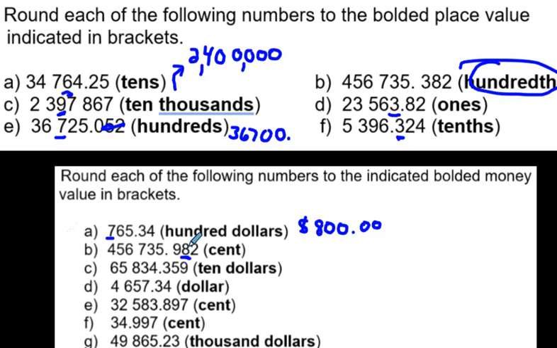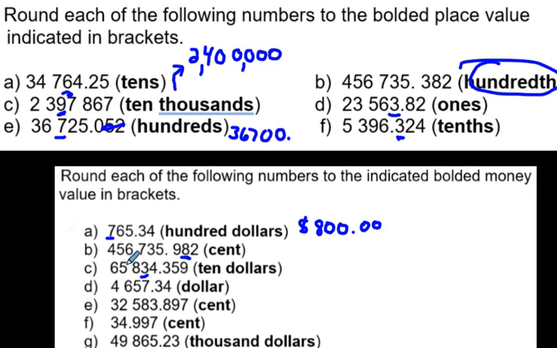Okay, so that 8, is it going to become a 9 or stay an 8? You're right. Because there's only a 2 here, this is going to stay an 8. So I'm not going to write it out. It would be 456,735.98. Done. Okay? Next one, $10. Well, that's the 10 spot, which is, here's the 1 spot, here's the 10 spot. Does that 3 become a 4? No, it does not. So the answer would be 65830.